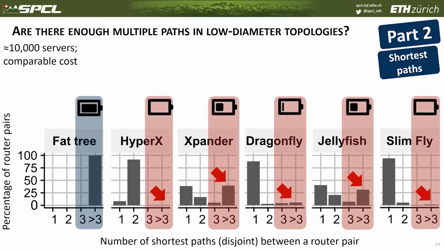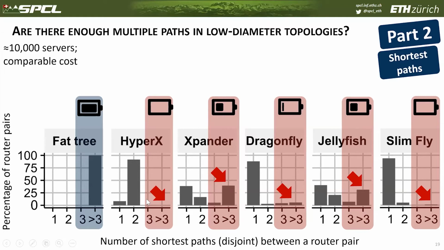But we can see that this is no longer the case for low diameter networks. Depending on which one we speak about, some of them like Expander have some router pairs, but usually less than 50%, that are connected with 3 or more disjoint shortest paths. But the lowest diameter designs like SlimFly or HyperX come with almost no such pairs. For SlimFly, and the same for HyperX, most of the pairs are connected with at most 2 disjoint shortest paths. That's bad because we need at least 3.